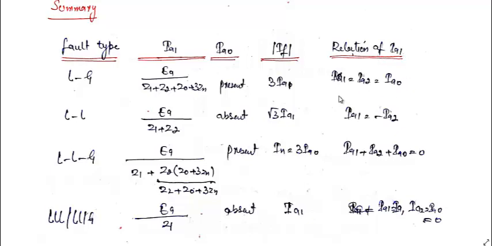Relation of sequence currents: in single line to ground fault, all the sequence currents will be the same. In case of double line fault, IA1 is equal to minus IA2. In case of LLG fault, IA1 plus IA2 plus IA0 will be equal to 0. There must have been one more relation, that is VA1 should be equal to VA2 should be equal to VA0. I have forgotten to write that, so you should mention it. And in case of three-phase fault, IA1 will be equal to IA, that is the fault current, and IA2 and IA0 will be equal to 0. These are the different relations for IA1.